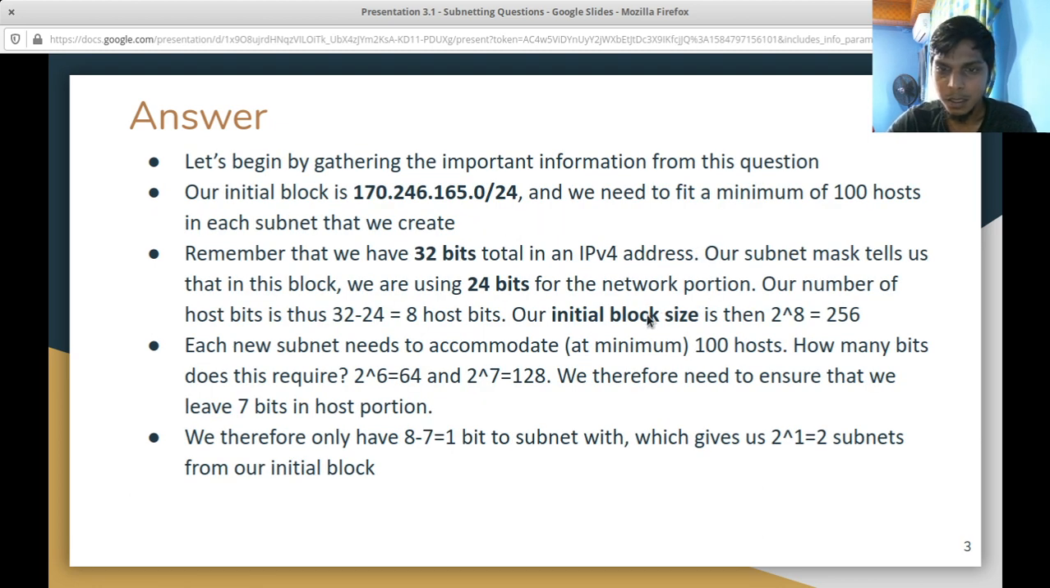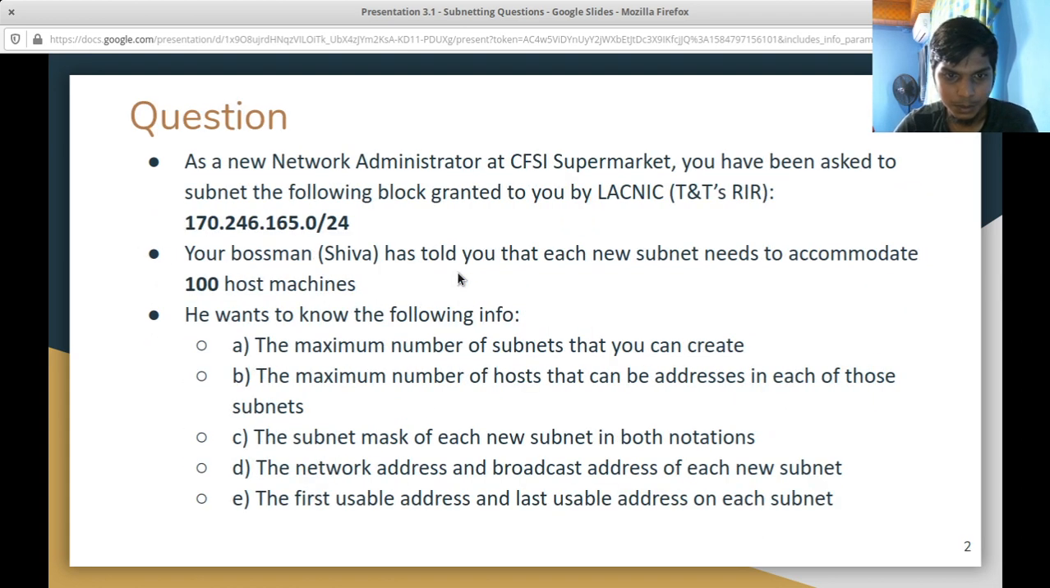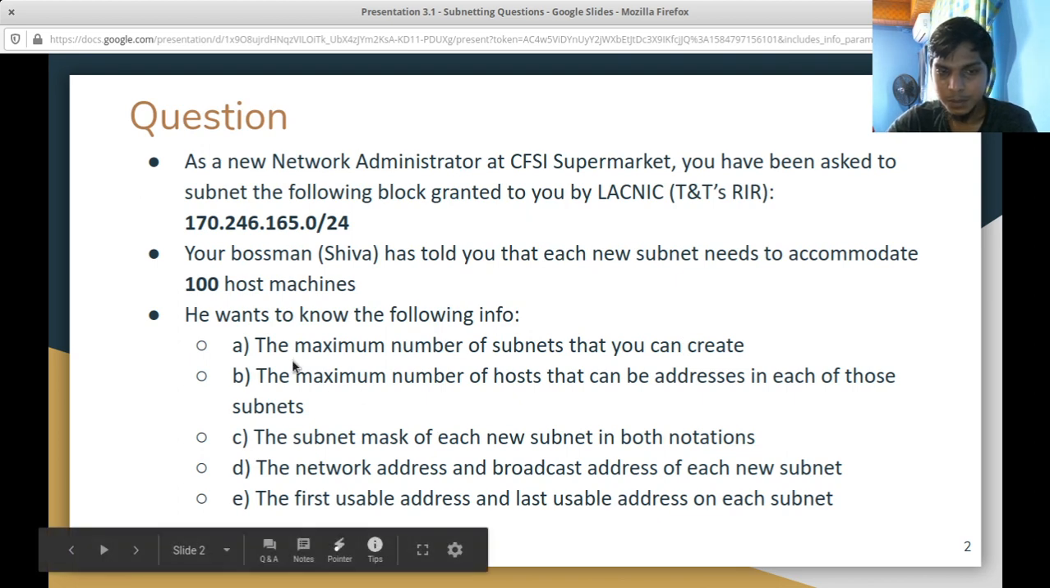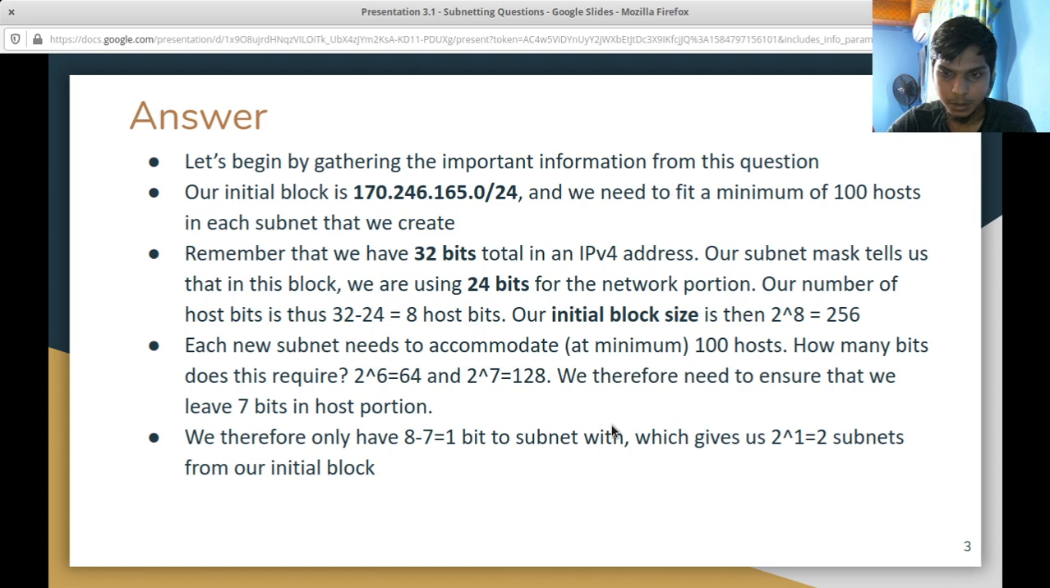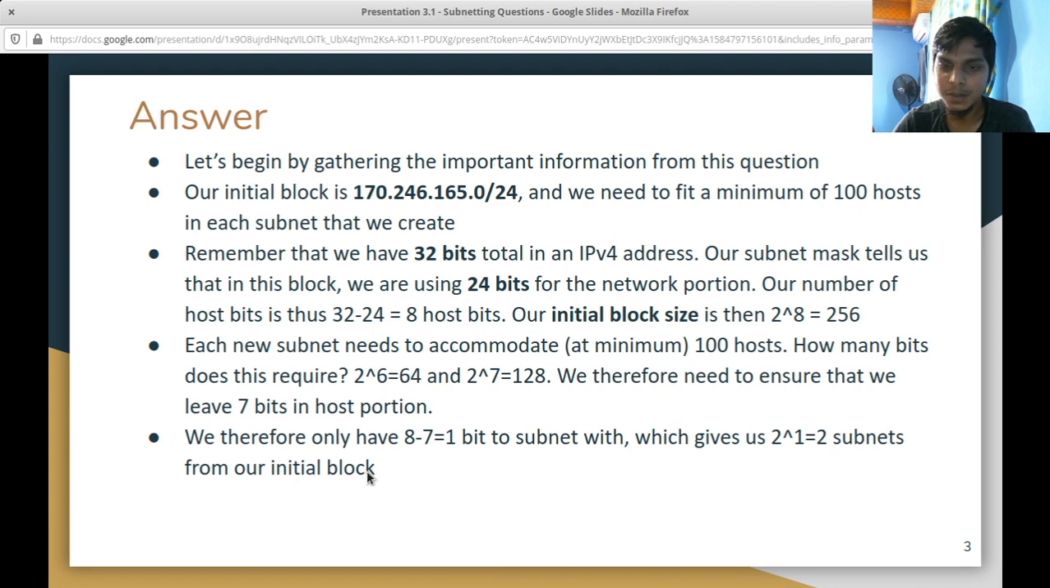Remember, our initial block size was 256. So the block size in the subnets is going to be 128 after we borrow that bit. Now, to get the new subnet mask, by the way, we're going through here: we did the maximum number of subnets that you can create. We get 2 to the power 1, which is 2 subnets from our initial block. So we could get 2 subnets created.